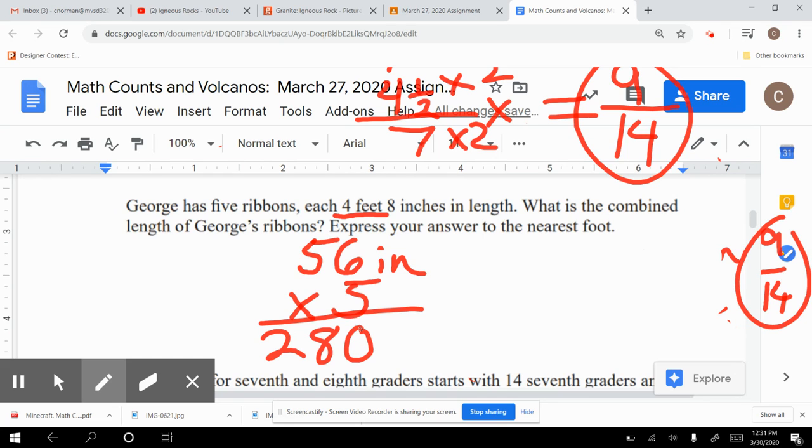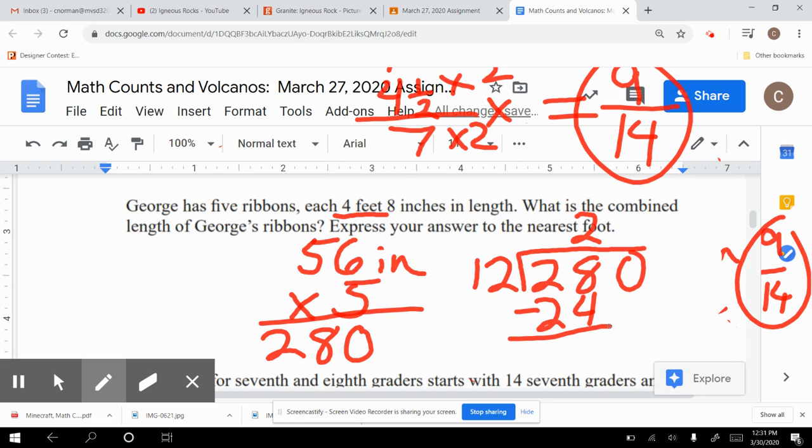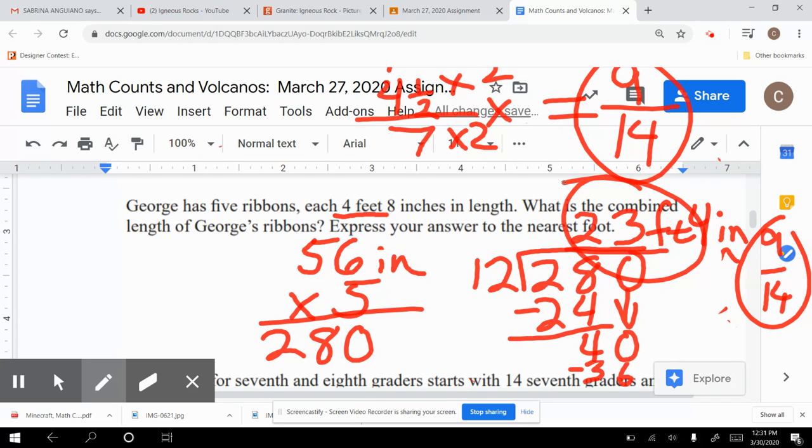Now to convert that back into feet, you're going to have to take 280 and divide that by 12. Now 12 goes into 28 twice. 2 times 12 is 24. Get a difference of 4. I'm going to bring that 0 down. I know that 12 goes into 40 3 times, and that gives me 36 with a difference of 4. So that becomes 23 feet, 4 inches, and that looks a lot like what we just got in the last problem. And once again, that would round to the nearest foot to 23, okay?